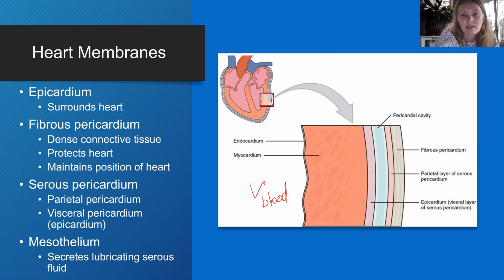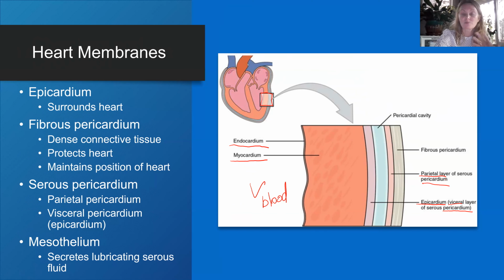Now, inside the chamber, you have the endocardium. Then the heart muscle itself is called the myocardium. Then the heart is covered by the epicardium, and the epicardium has 2 names. You can call it the epicardium, or you can call it the visceral pericardium. That's the same thing. So you have the visceral pericardium, and you have the parietal pericardium.